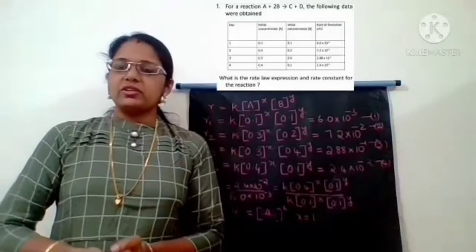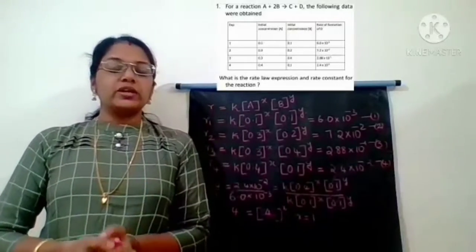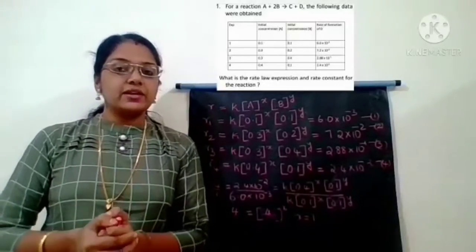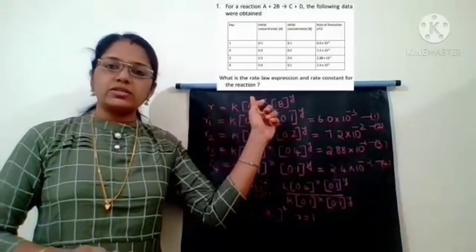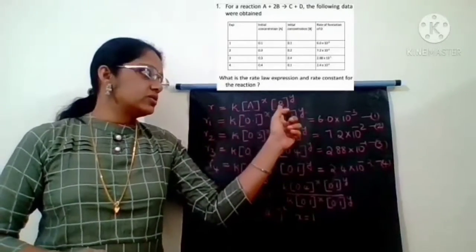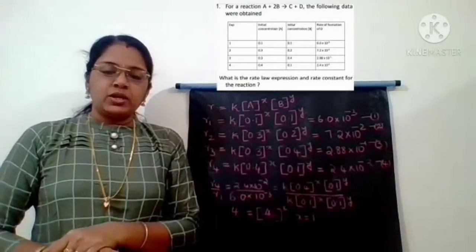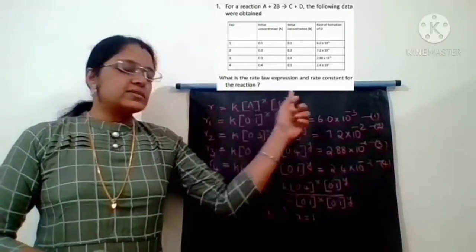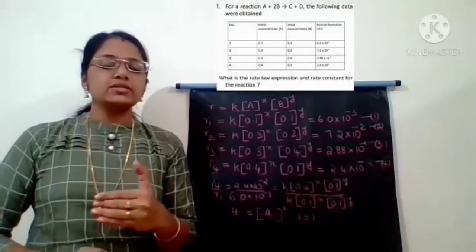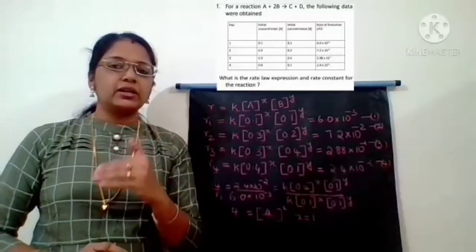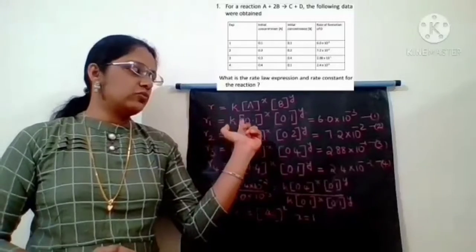So first, for this reaction, that is A plus 2B gives C plus D, we can write the general rate law expression as R is equal to K into concentration of A raised to X into concentration of B raised to Y. So we have to find out this X and Y, and only then can we write the rate law expression. So from this experimental data, we have to write the rate law based on the concentration of A and the concentration of B.